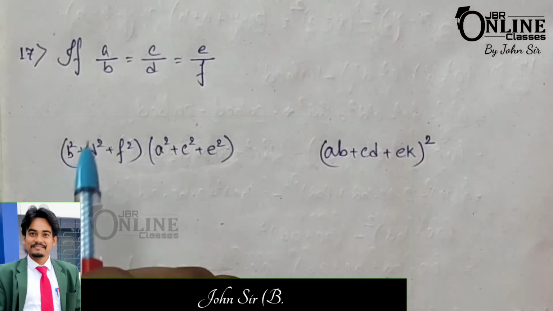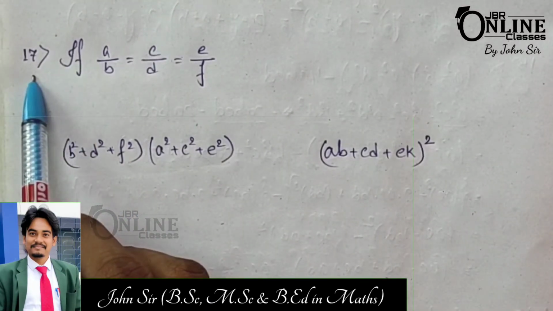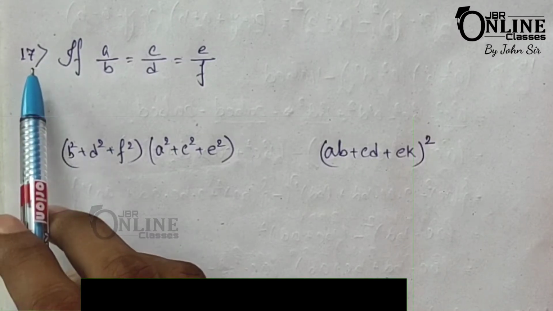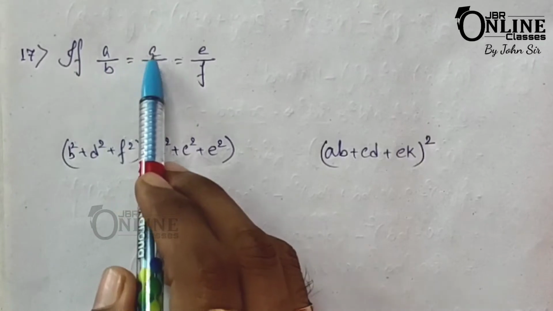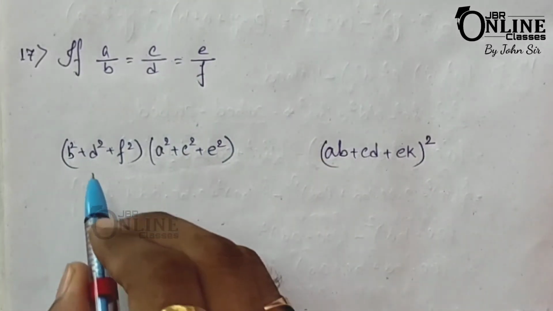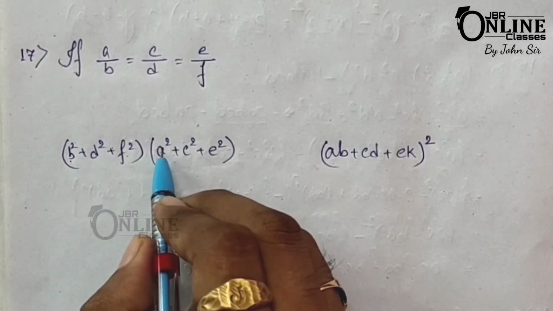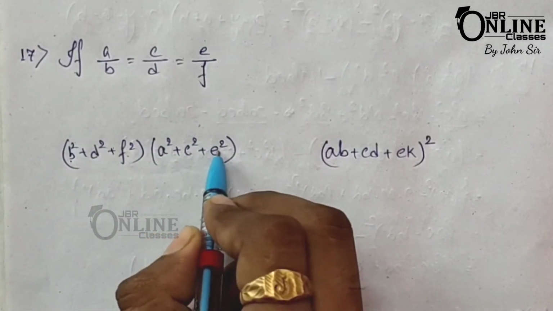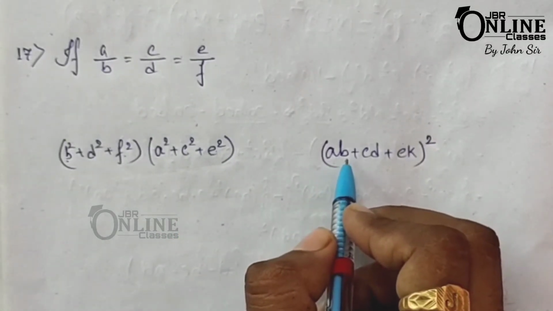Hello everyone. Today I am going to start from sum number 17 from exercise 7.2. Here, if a/b = c/d = e/f, then prove that (b² + d² + f²)(a² + c² + e²) = (ab + cd + ef)².